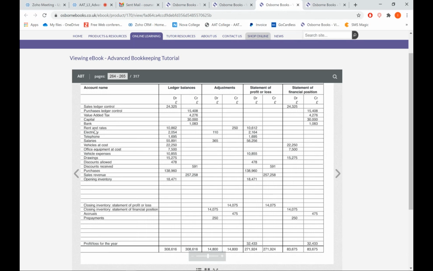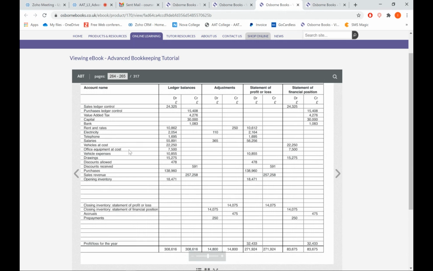Okay, so rent and rates: one figure is in debit and one figure is in credit. So we take the net figure and put it on the debit because debit is bigger. And this is going to the P&L, rent and rates. Electricity, debit added up and put into the debit of P&L. Telephone, debit goes to debit of P&L, expense. Salaries, expense. Debit, add up, put into the P&L.